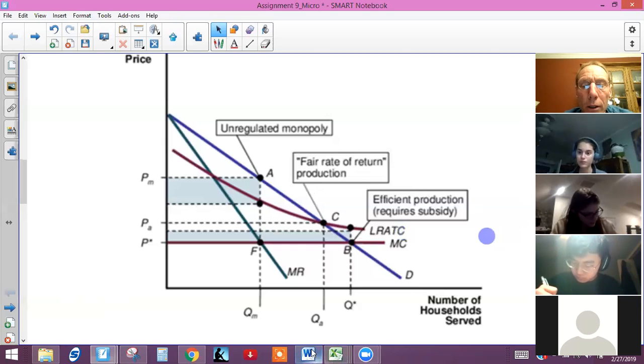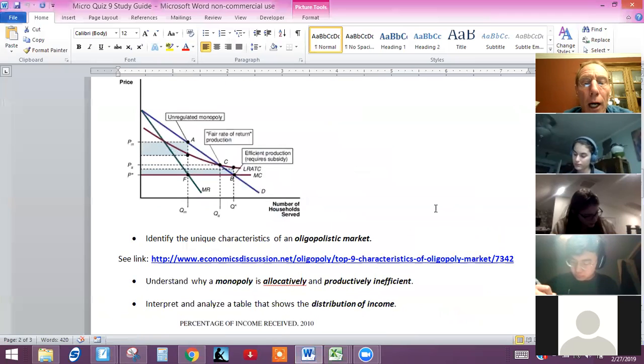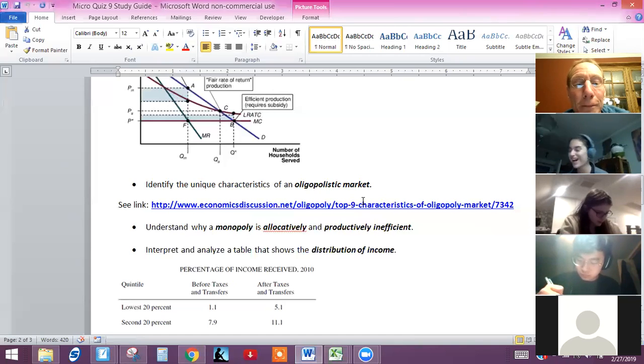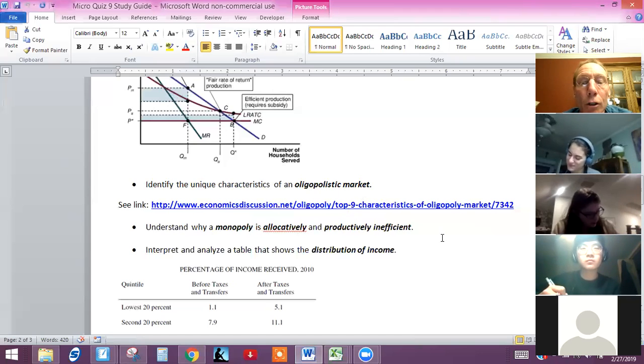I think I've got some more in here about a monopoly. You need to know the unique characteristics of an oligopolistic market, right? I've got a link here, so you can just go there and learn about it. Now, oh yeah, this is the one.